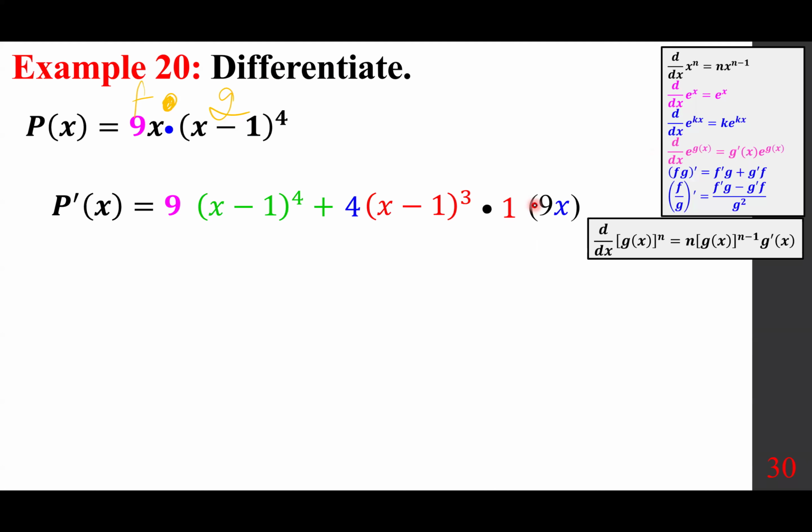We are going to simplify by taking the common factor. We notice between these two statements, 9 is in common, x minus 1 is in common, exponent 4 versus exponent 3. You go with the smaller of the two, exponent 3, therefore 9 times x minus 1 cubed is taken out as a common factor.